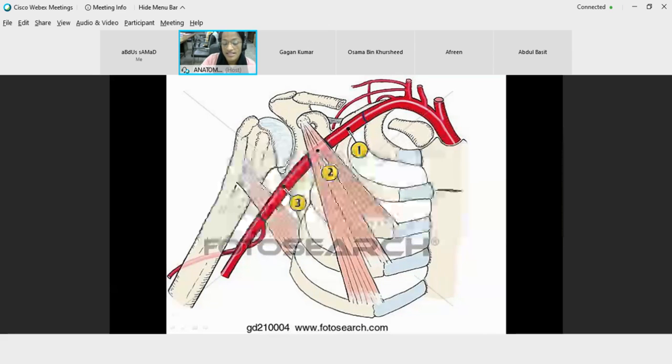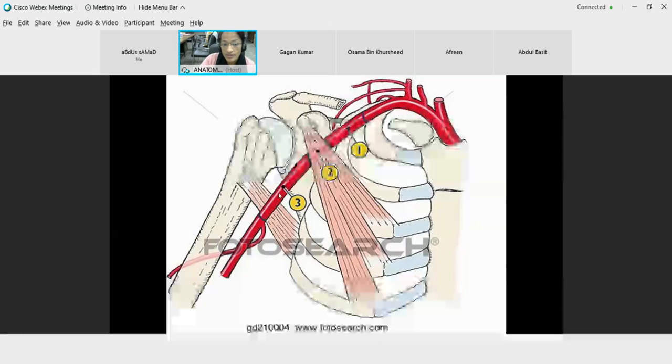Then the second part is behind the pectoralis minor muscle. This portion which is present behind the pectoralis minor muscle is the second part of the axillary artery. Then from the lower border of the pectoralis minor to the lower border of the teres major muscle, that is the third part. That is the part which is distal to the pectoralis minor. So these are the three parts of the axillary artery.